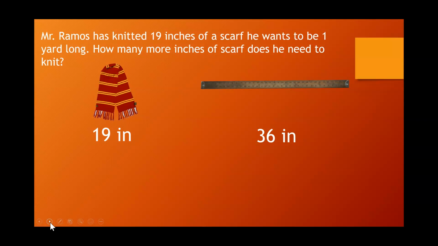Did you say subtracting? I agree with you. Let's take 36 minus 19 to figure out how many more inches he needs. Did you come up with 17 inches? Great job.